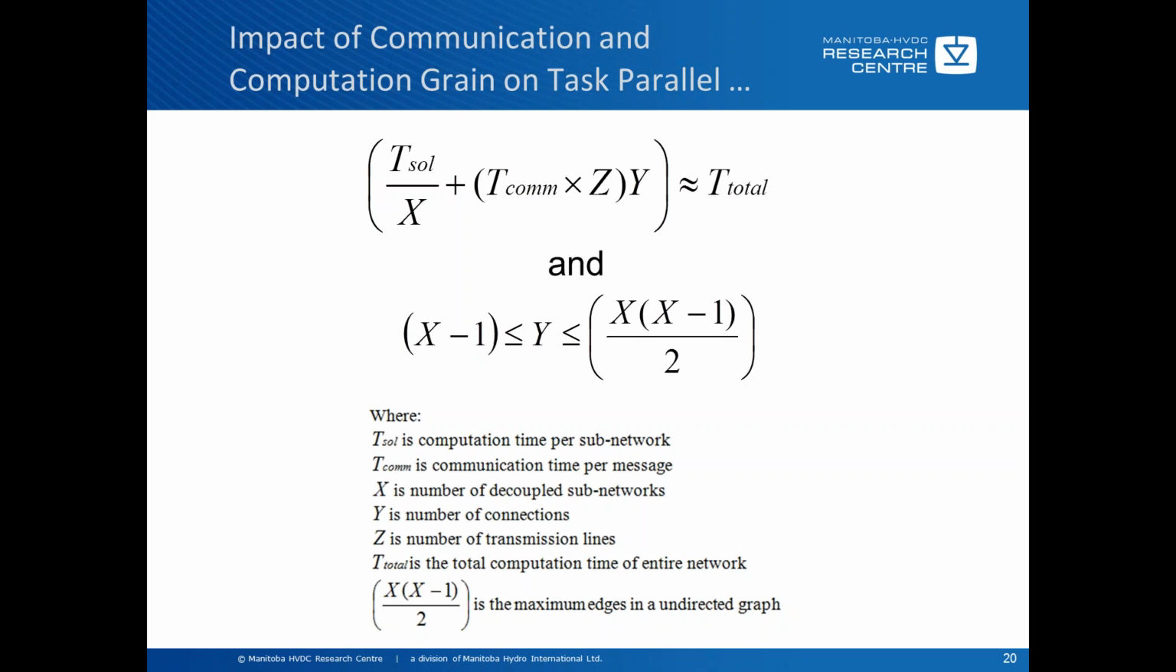which is based on the number of decoupled subnetworks and the number of connections. Now we know as we break the subnetworks apart, or we use more subnetworks, we have to connect the subnets together. So there's a certain limitation where Y has got to be at least the number of subnetworks minus 1, and at most it can be a much larger number. But we know that it's going to be a certain amount, and we know that the number of transmission lines that we're using for connecting the systems together is going to increase as well.